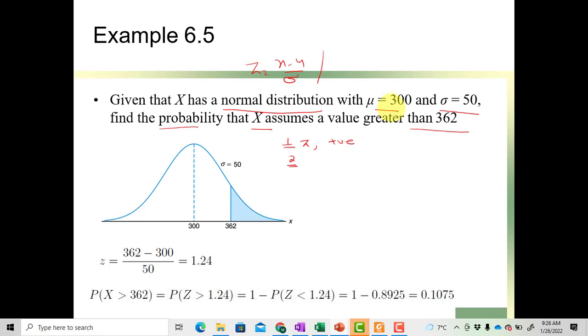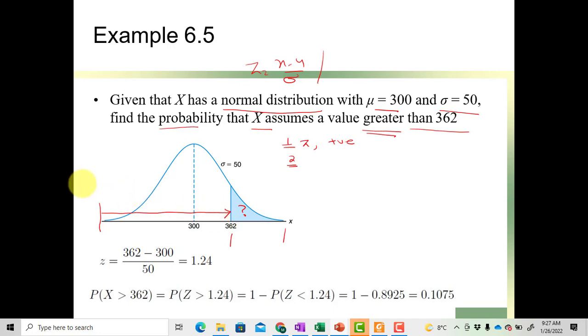Second clue, we will check our value in the positive z distribution table, and along with that, the problem statement says that we have to find the value greater than 362. So the problem is saying that calculate this region. Okay, calculate the area of this region. However, when we calculate the z value for 362, that z value in the table will give us the value from this left hand side till this point.